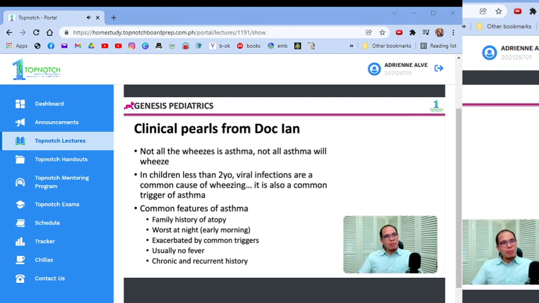Okay, please do remember not all that wheezes is asthma, and not all asthma will wheeze. We were taught this during residency. Very important yan. Okay, hindi lahat ng pumipito ay asthma: bronchiolitis, viral respiratory tract infection. These are very common, specifically and especially for less than 2 years of age. Okay, but it doesn't mean it's asthma.